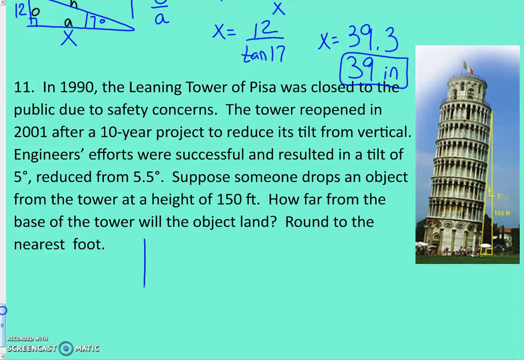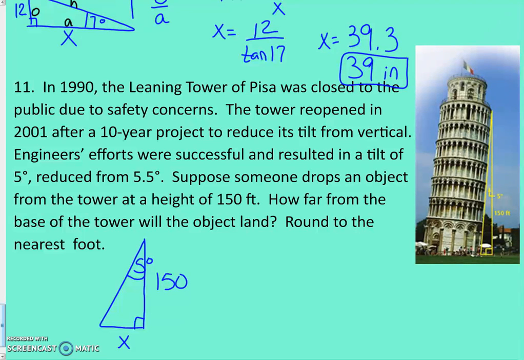So I've got a picture there for you. So the tower is leaning 5 degrees. So my 5 degrees is actually going to go up here at the top because that's the amount of lean. It's not the angle that it makes with the ground, it's how far the lean is of the object itself. So I know that the tower height is 150, and I'm trying to find out how far from the base of the tower the object will land. So I want to know my x down there.